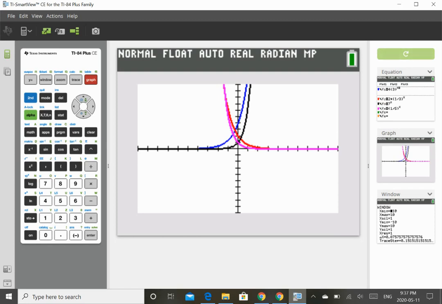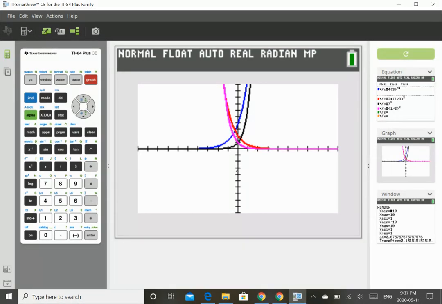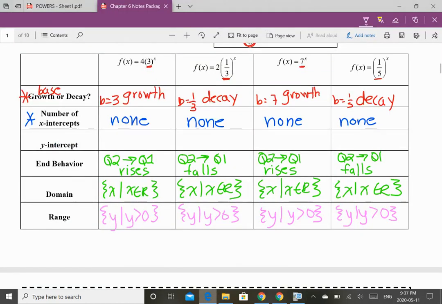And then again, we can see with our range, there are no negative y values. These functions only exist in the positive values of y. So y is greater than 0, never crosses the x-axis. That's why it's not greater than or equal to, it's just greater than. So when we graph all these functions, we have now confirmed all of these characteristics that we wrote in the chart.